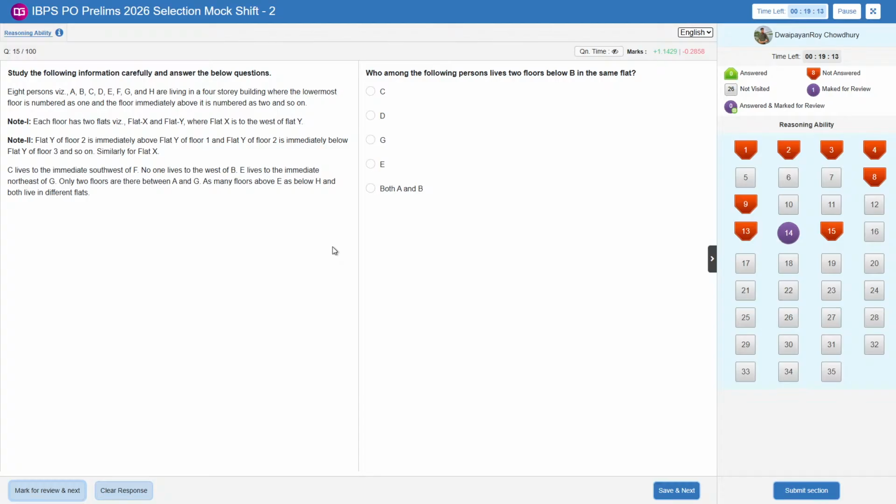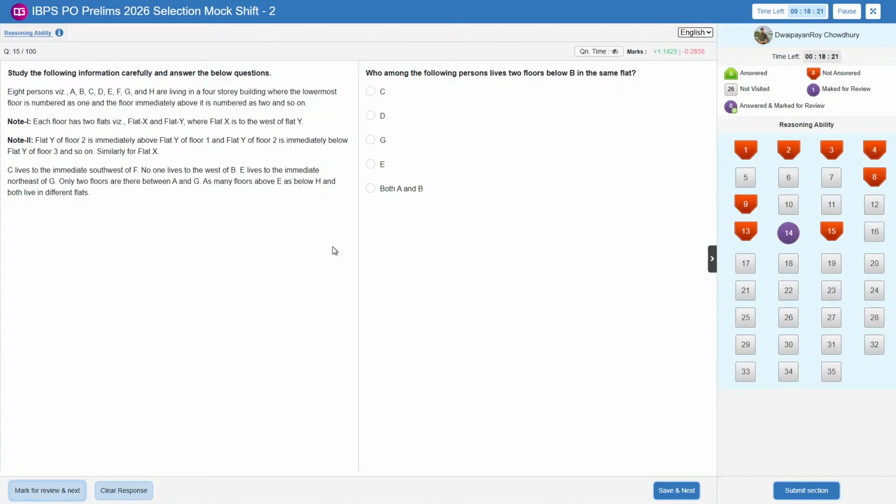And 2 flats, namely flats X and Y, X west of Y. C lives immediate southwest of F. No one lives to the west of B, so B is in X. E lives immediate northeast of G. So FC like that, and EG like that. So FCEG, many options.